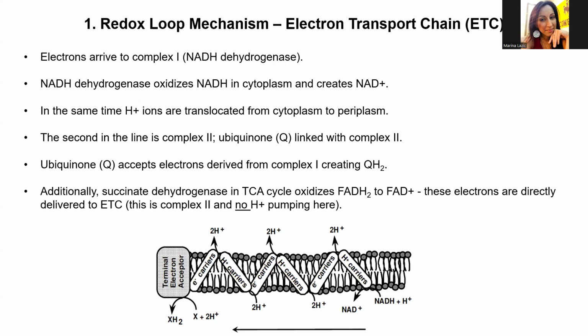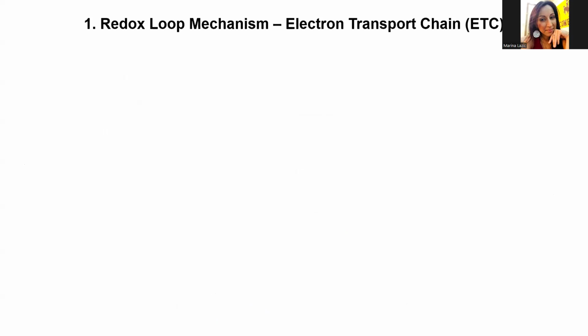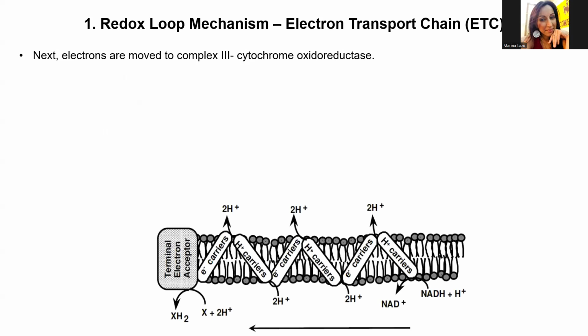So again, complex 2, unlike complex 1, is not a proton pump. There are no protons transported over the membrane by complex 2. Now from complex 2, from ubiquinol, which is now reduced and has electrons, the electrons need to move on to complex 3, which is called cytochrome oxidoreductase. The name tells you that there is oxidoreduction involved. So this is that redox loop process.